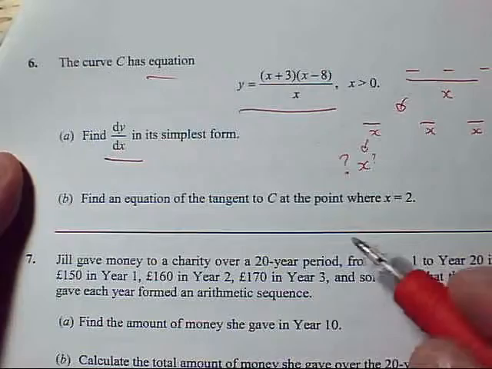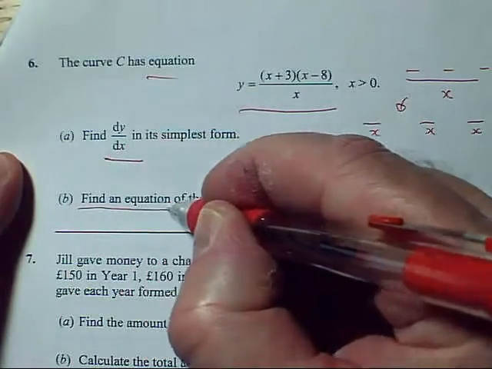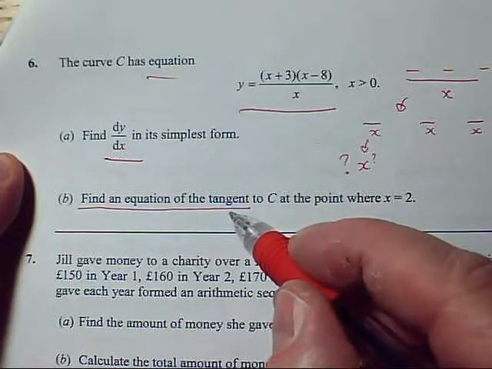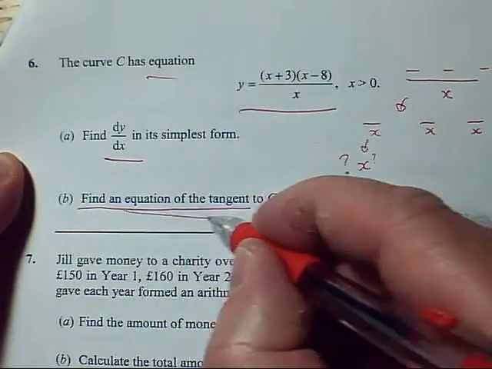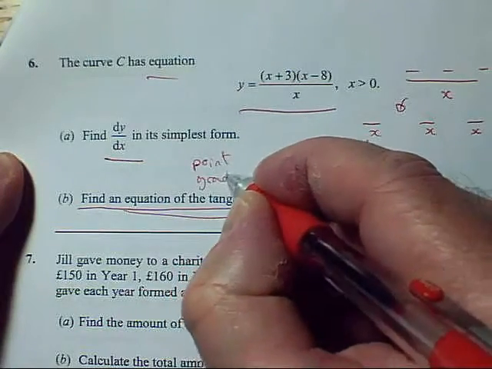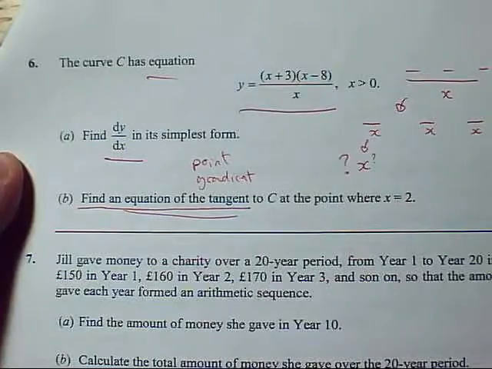Okay? Then we have to find an equation of the tangent. So that's a standard phrase. A tangent's a straight line. So equation of a straight line, we know we need a point and a gradient. Set those up, and then you can start using the y minus y1 recipe.